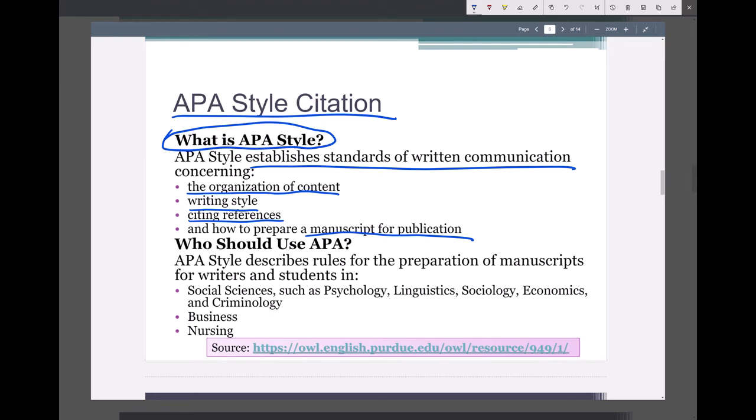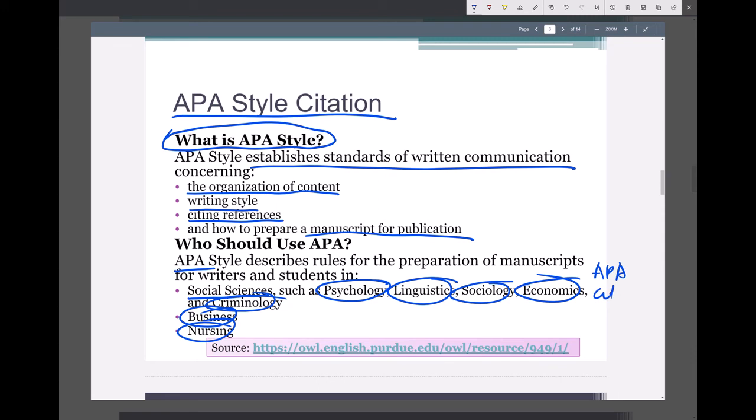And why use APA? Well, APA is used for social sciences. That includes psychology, linguistics, sociology, economics, and criminology. Sometimes you use it in business and nursing. So if you're taking these courses, chances are you're going to use APA.